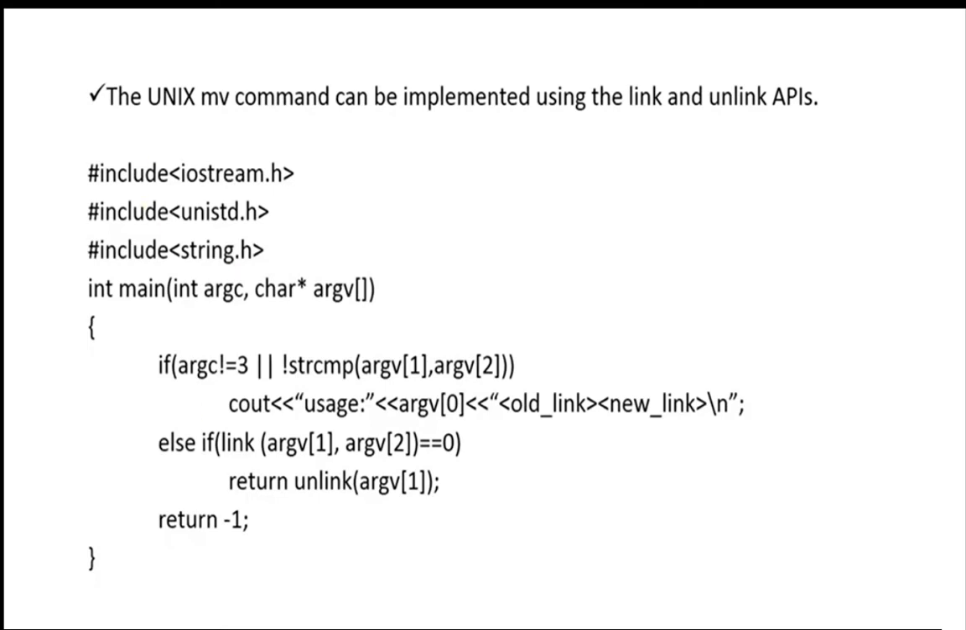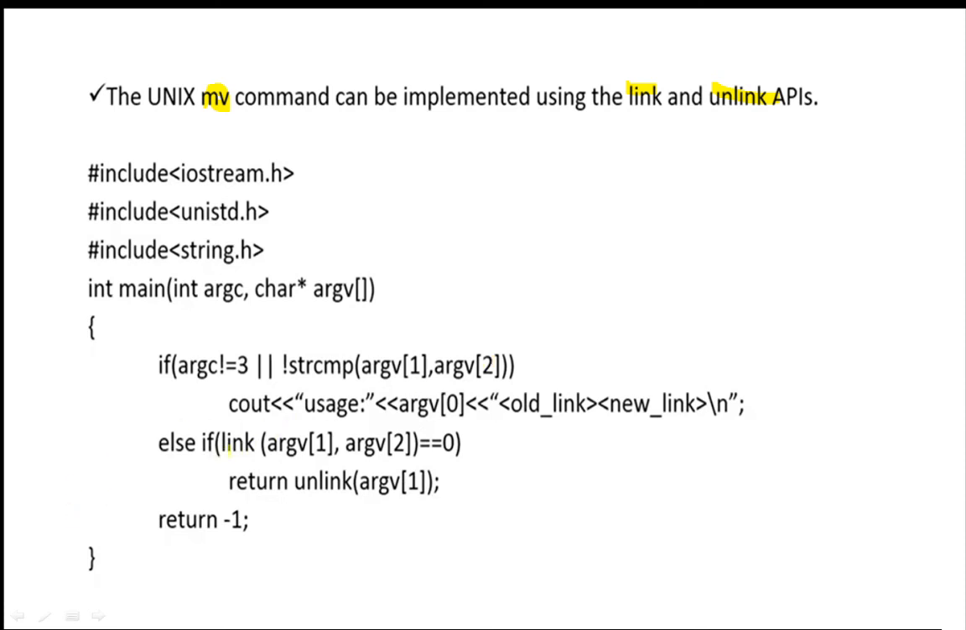See here, we are even able to implement the mv command. What will the mv command do? It is going to move the file from the source location to the destination location. So that can be implemented by using the link and unlink APIs. Here you are just given the example, and at the same time you are implementing your own commands. So see here, if argc is not equal to 3, or strcmp of argv[1] and argv[2] are the same, then you display the old link and the new link.